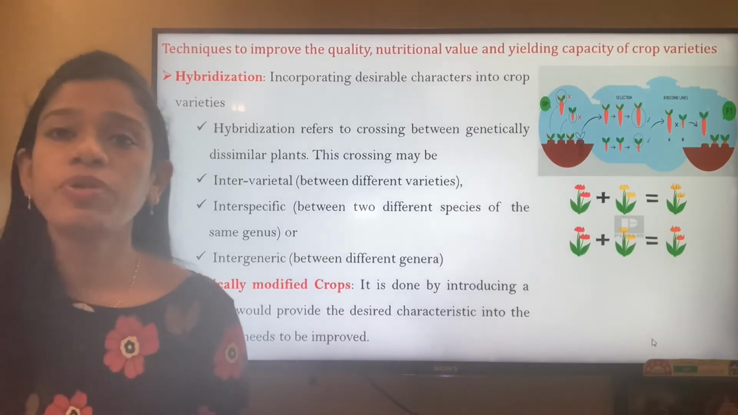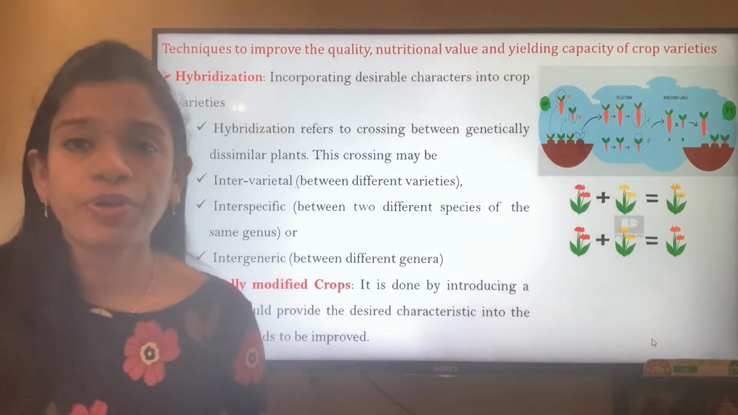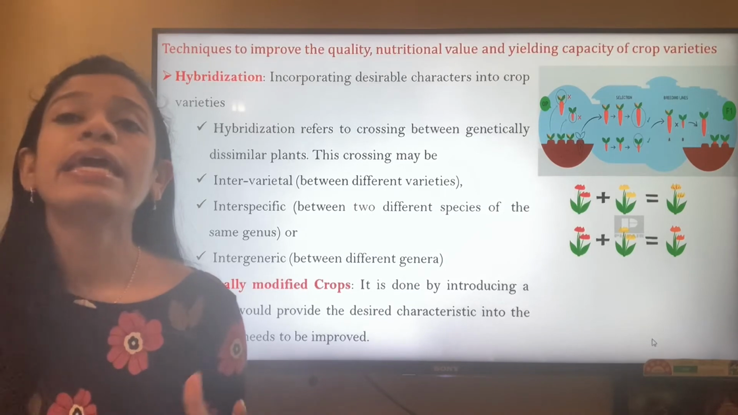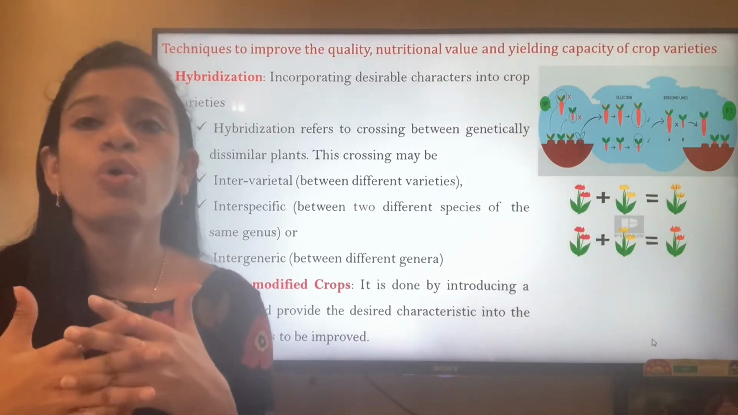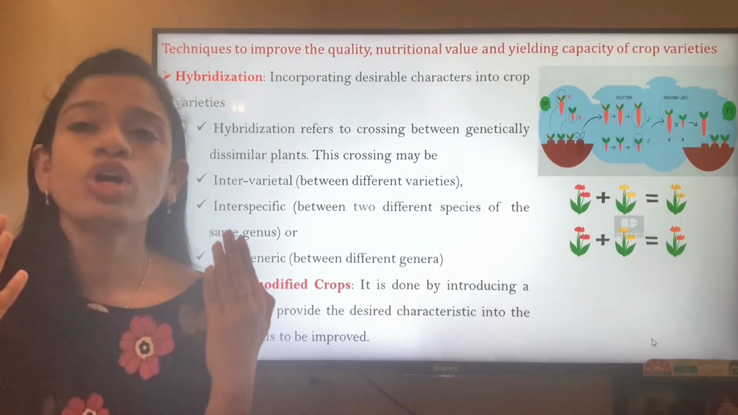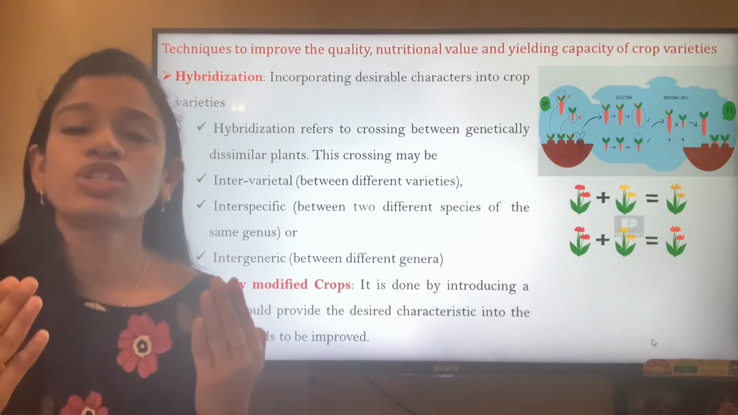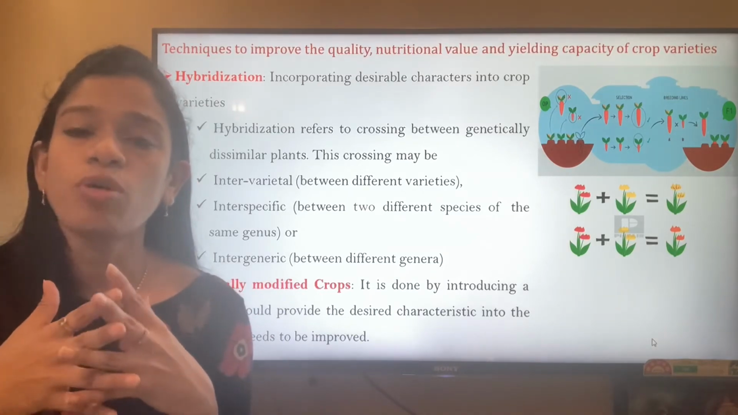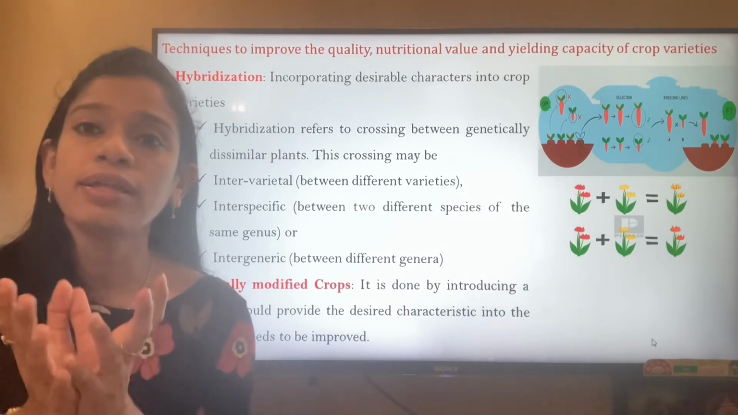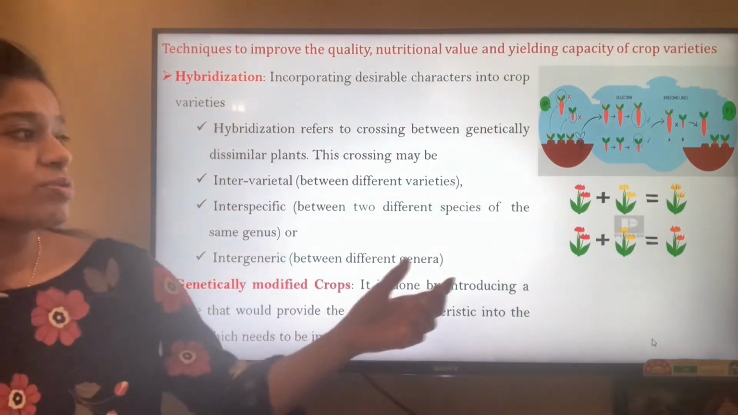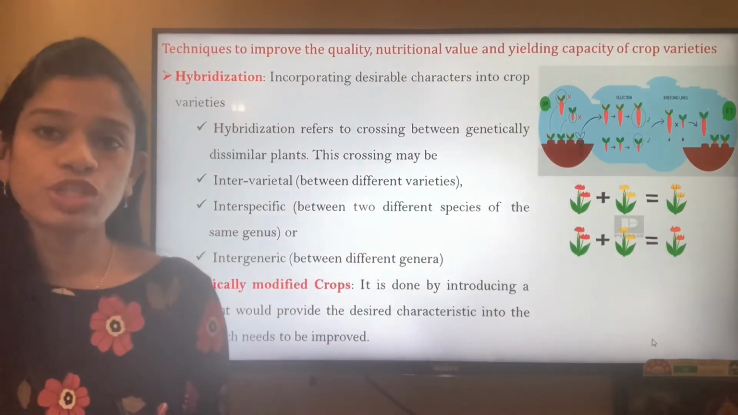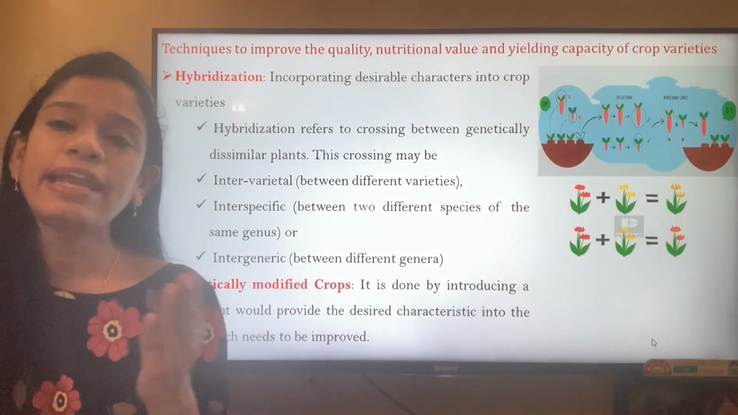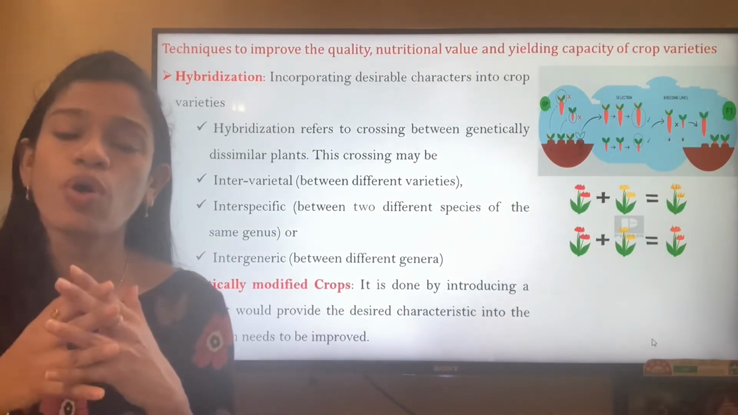Now, what is hybridization? When we talk of the word hybridization, we intend that it mixes. So we talk of two plants or two things which actually mix with each other, and it forms a hybrid. It forms another thing. So here you see this is a red colored tulip and this is a yellow colored tulip. Now this red and yellow colored tulip is being crossed.